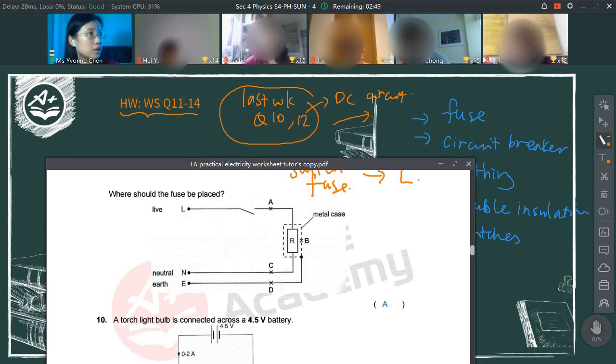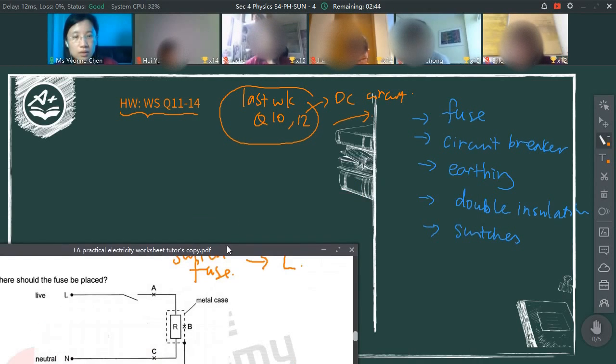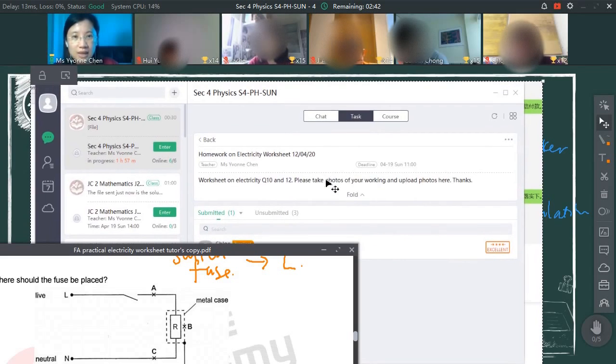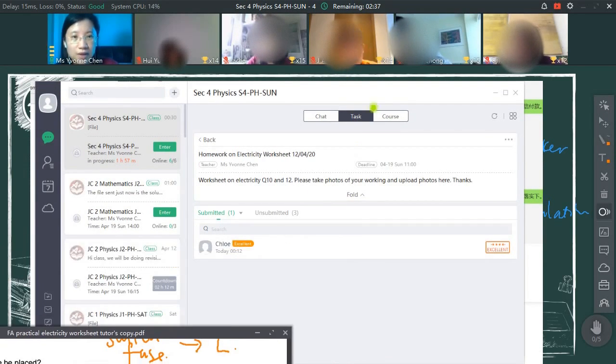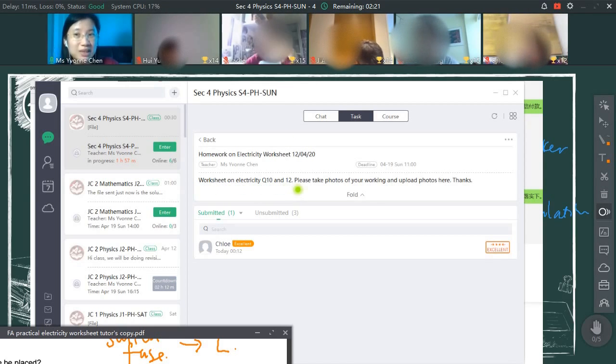When you go to the ClassIn app, you can see there's a task here. Class, look at the task here. For the previous week, I already put down the homework, question 10 and question 12. Please take a photo of your working and upload the photos here. So far, I think only Chloe managed to submit. So the rest of you, please submit the worksheet on electricity question 10 to 12, which is what we did last week. You upload here so I can look at the working and give you feedback.